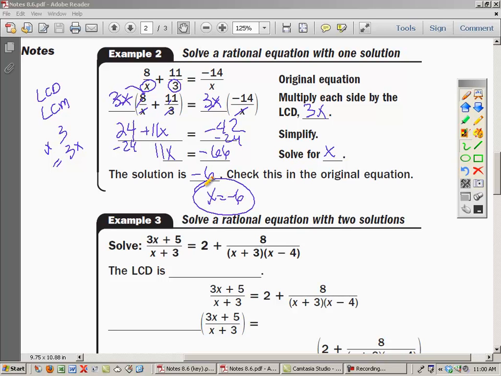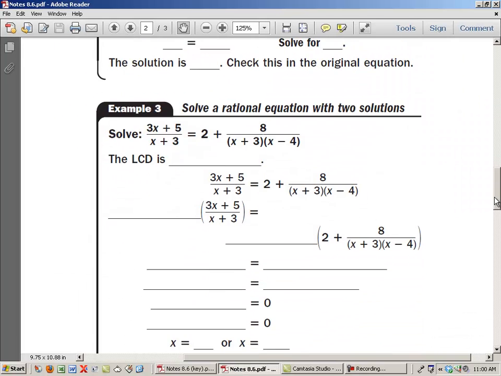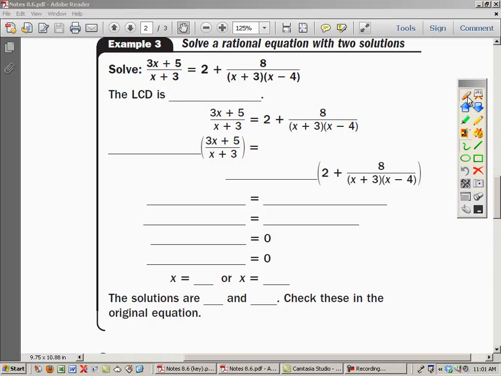Sometimes these don't work out so well. Sometimes we have to do a little bit more work. So far we've been ending up with linear stuff when we multiply both sides. In this case, unfortunately, it's not going to work out so well. We have a couple of different rational expressions. And so if we write everything as a fraction, the least common denominator or least common multiple of 1, x plus 3, and x minus 4 is x plus 3 times x minus 4.